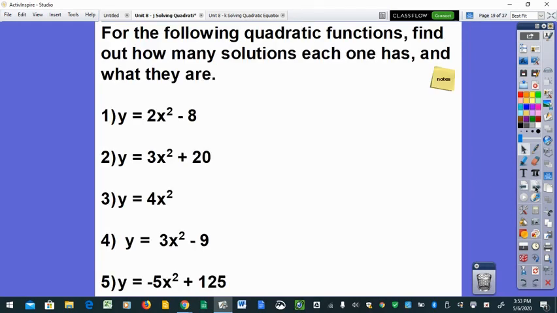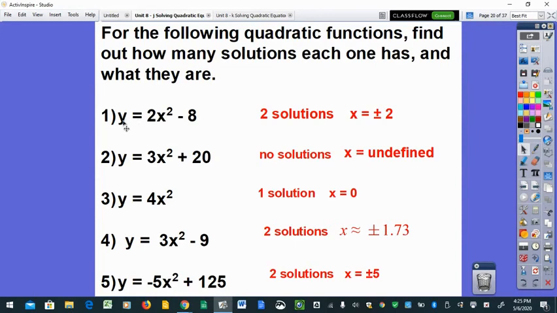So for the following quadratic functions, I want to see if you can find out how many solutions each one has and what they are. So there are 5 examples right here for you to solve. And I'm going to ask you to go ahead and do those, and we'll come back in just a second. So pause the video. Okay, let's see how you did.